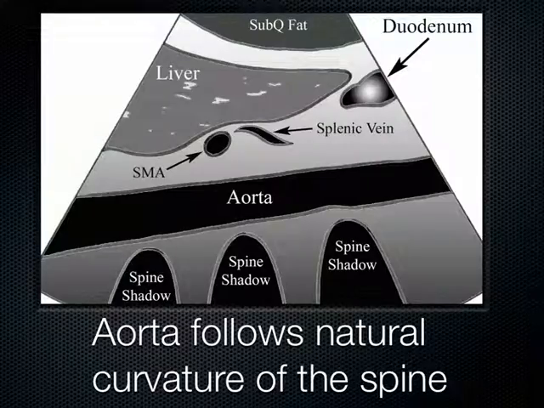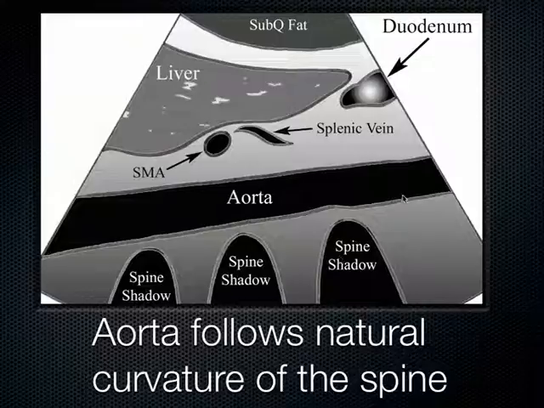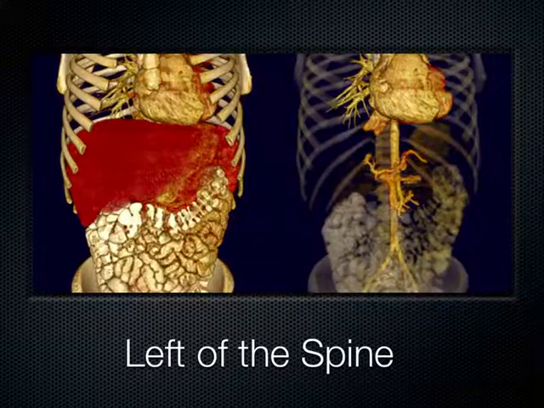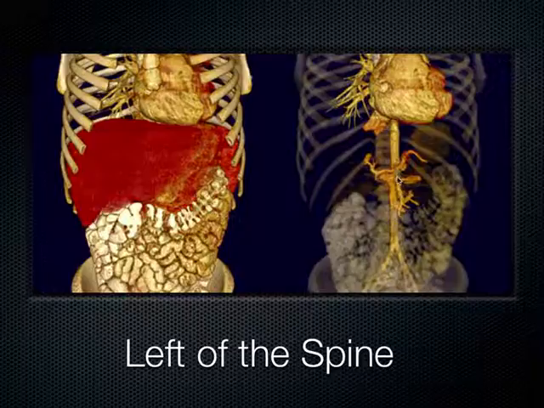Moving on to the aorta, we know that the aorta follows the natural curvature of the spine. As you go from proximal to distal, the aorta becomes more superficial. As the spine is more lordotic, and as the vertebral bodies increase in size, it pushes the distal part of the aorta closer to the skin line. Recall also that the aorta is on the left side of the spine. So here's the aorta, here's the spine, just left to it.